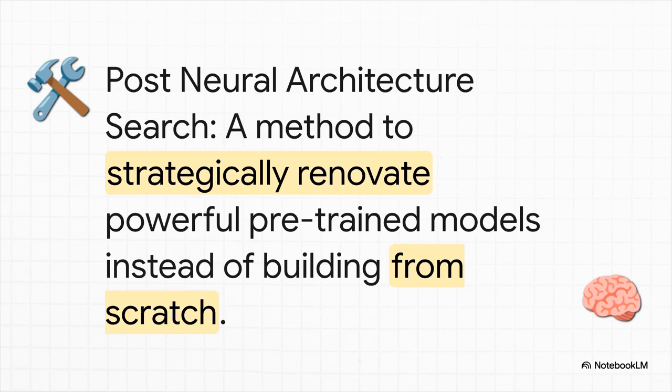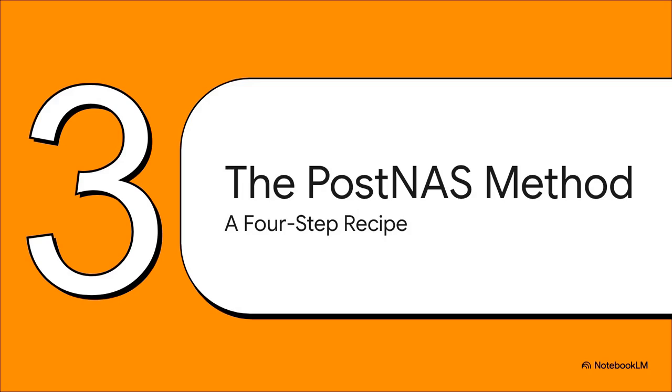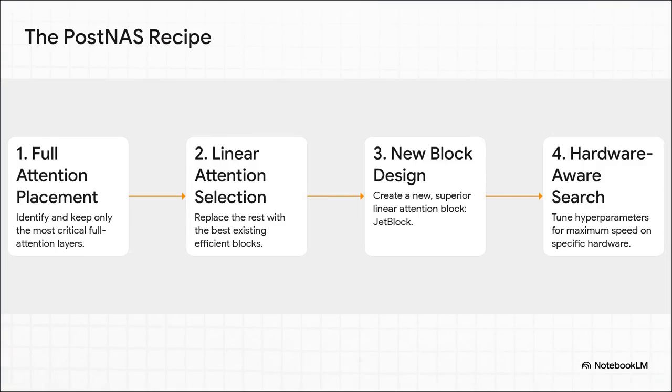So they've identified where to put the powerful full attention and which of the best existing linear attention blocks to use for the rest. But what if the team believed they could push the boundaries even further? Did they stop there, or did they actually innovate on the linear attention block design itself? You're hitting on the third innovation, new attention block design, which introduces JetBlock. Precisely. They didn't just pick from the best. They developed a novel linear attention block within the PostNAS framework to further enhance the model's expressive power.